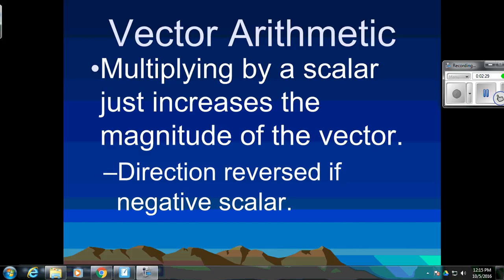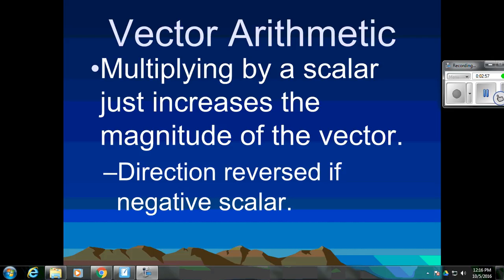So the thing that we really need to start getting a grasp on is how we do arithmetic, what we do with vectors when we add or multiply or divide. We've already talked about adding vectors, that's fine. When you take a vector and you multiply it by a scalar, just by a number, that's pretty easy too. It just changes the magnitude or the length of the vector. It doesn't do anything to the direction, unless, of course, it's a negative number.